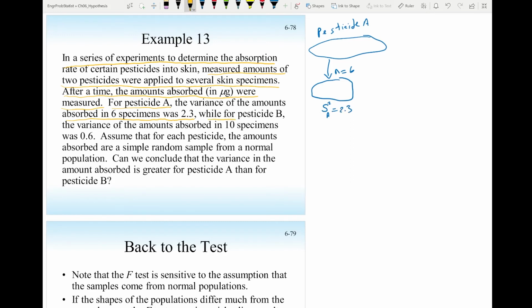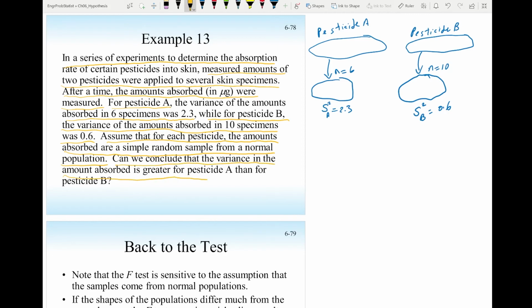While for pesticide B, the variance of the amount absorbed in 10 specimens was 0.6. So let's draw the second population. And we took a sample, or tested 10 specimens, and the sample variance was 0.6. Assume that for each pesticide, the amounts absorbed are a simple random sample from a normal population. Can we conclude that the variance in the amount absorbed is greater for pesticide A than for pesticide B?